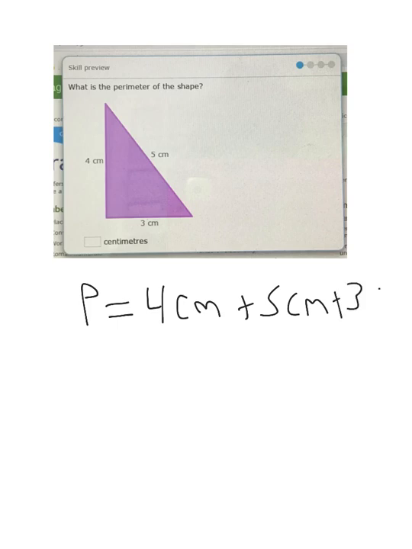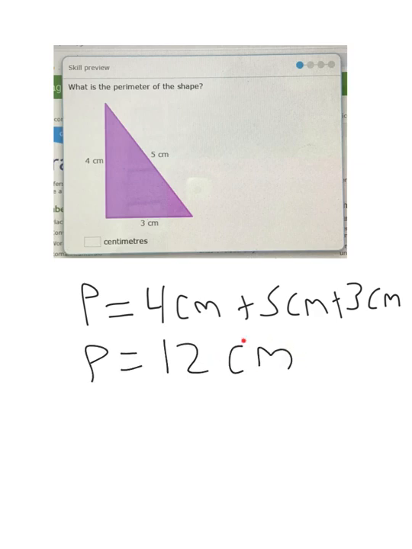So this example is very similar to the practice we just did, except the shape is a triangle. So we're imagining our yards as a triangle. But the same concept, the perimeter equals the addition of all 3 of our sides in this shape. So we're going to say perimeter equals 4 centimeters plus 5 centimeters plus 3 centimeters. 4 plus 5 is 9, plus 3 is 12. So perimeter equals 12 centimeters.